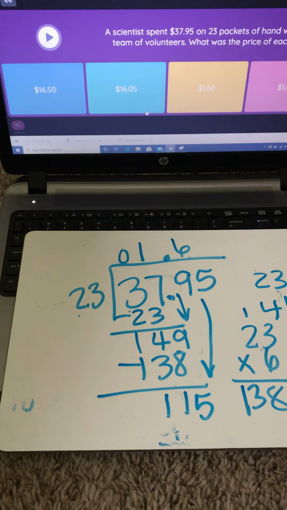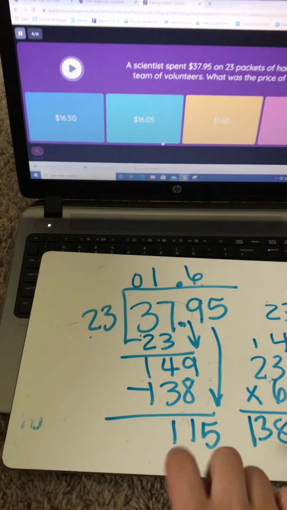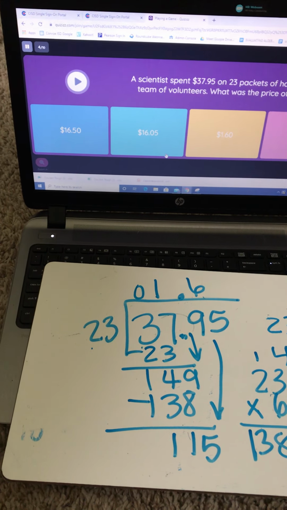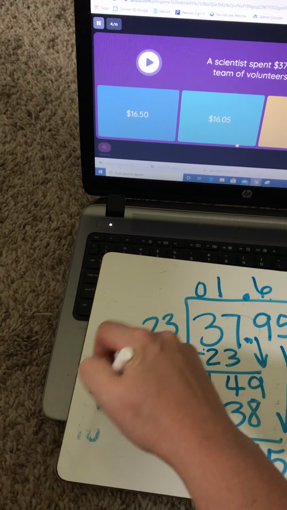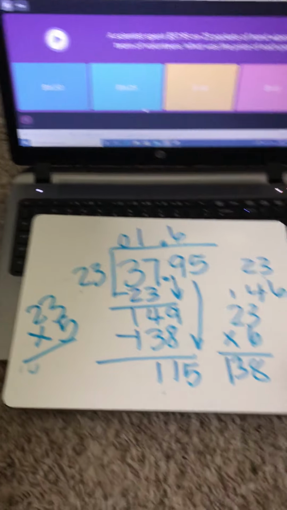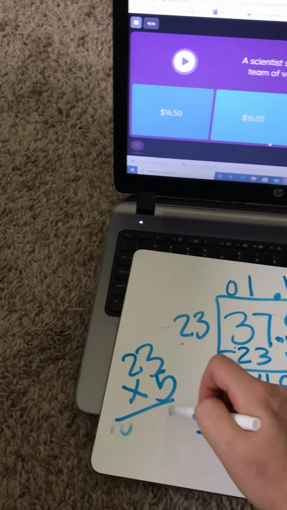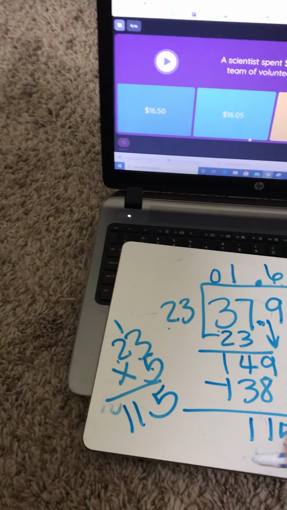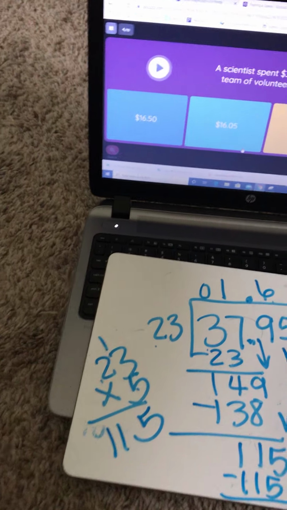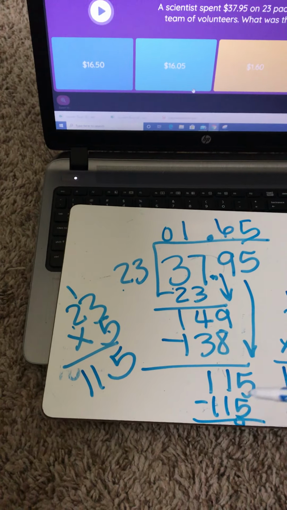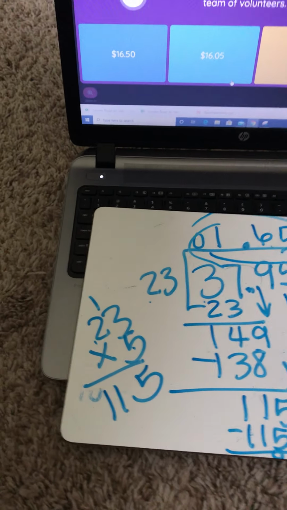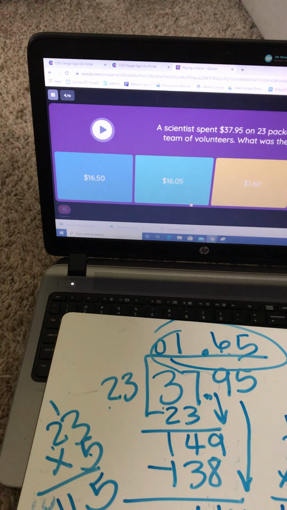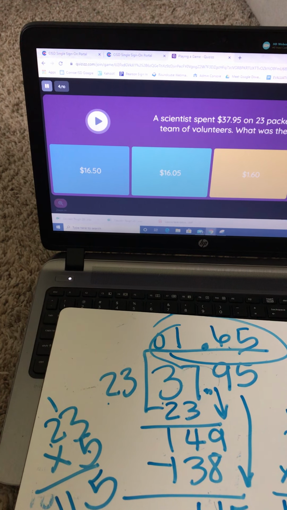I've got to think how many groups of 23 gets me close to or exactly 115. Let's try 5 because I know it's going to be smaller than 6. 5 times 3 is 15. Carry my 1. 5 times 2 is 10 plus 1 more is 11. Perfect, exactly. I have 0 as my remainder, so my quotient is $1.65.